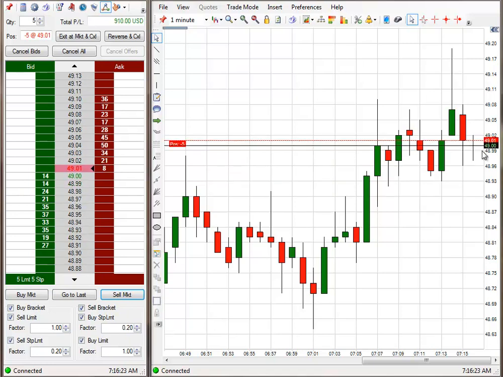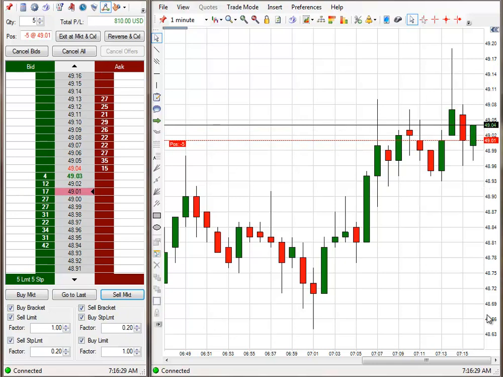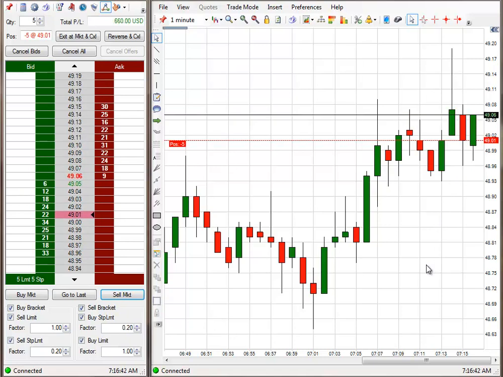But what I want to see it do is just basically come down. Just start coming down. If it starts doing that, then I probably got it. If it doesn't and it starts going back up, then obviously I don't have it. We shall see.